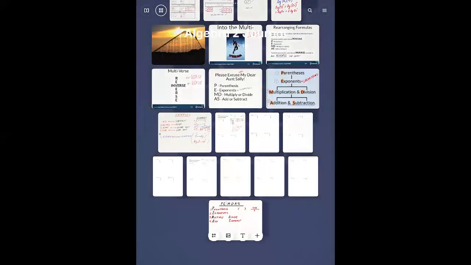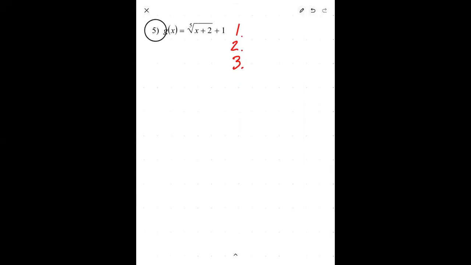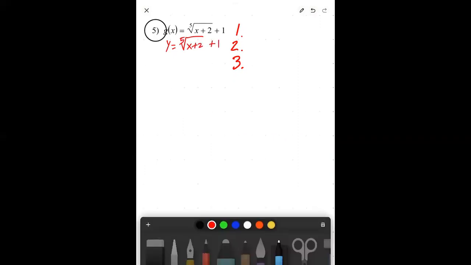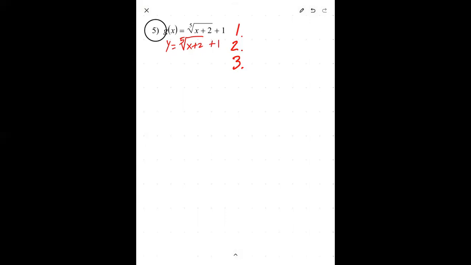Now, let me go do another example. I'm going to do number 5 here. So this one says g of x is equal to the 5th root of x plus 2, plus 1. The first thing that you are taught to do typically is you go y equals the 5th root of x plus 2 plus 1, and then most teachers tell you to switch the x and the y. Now we've got to get y by itself. So I'm going to come down here and put y equals, and I know I've got to have an x over here.